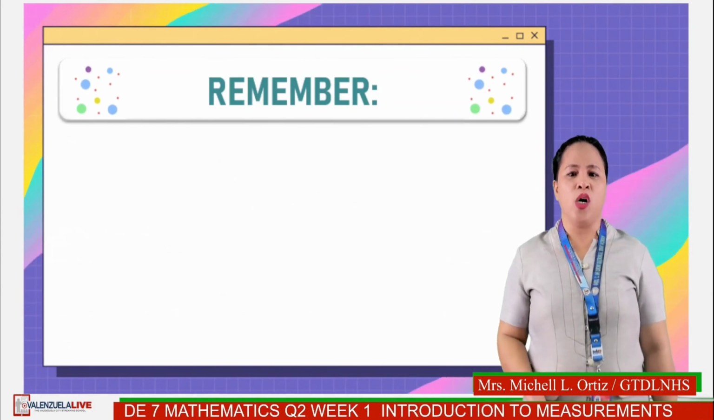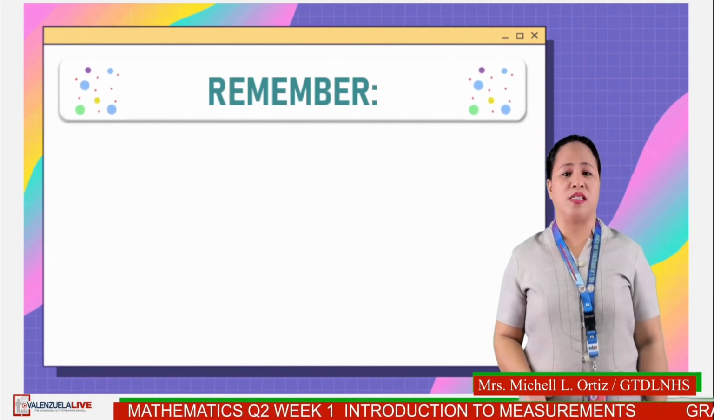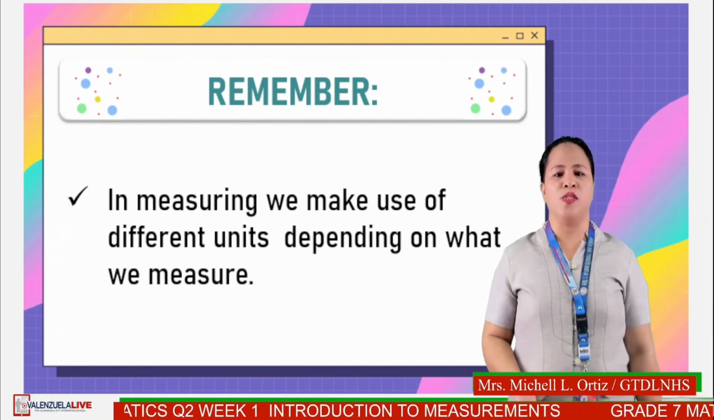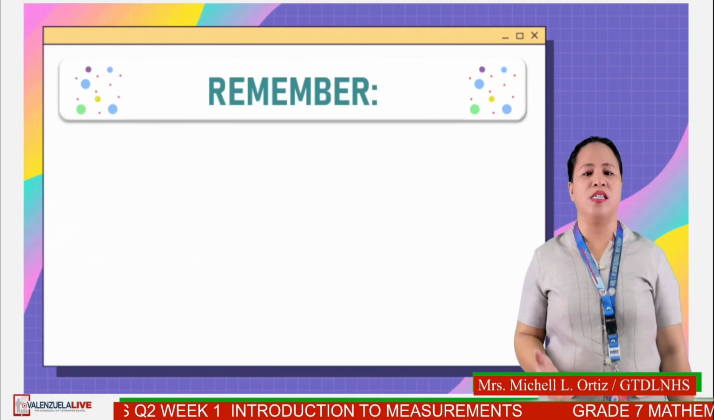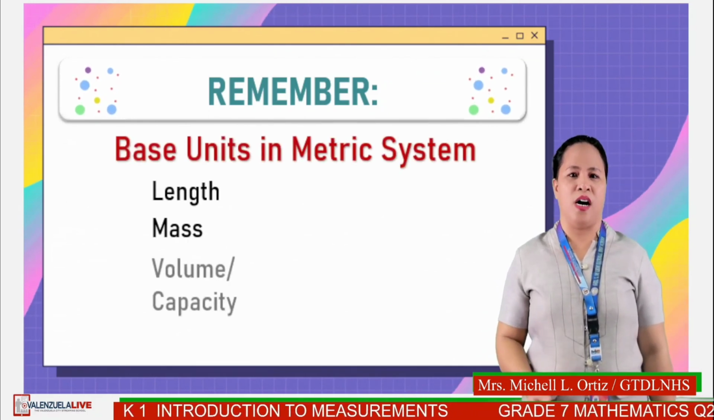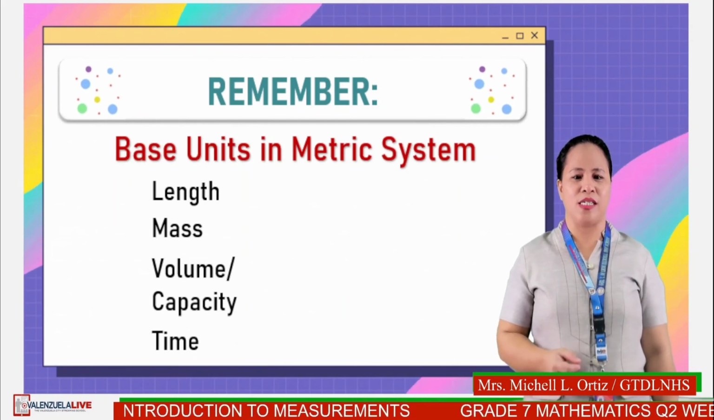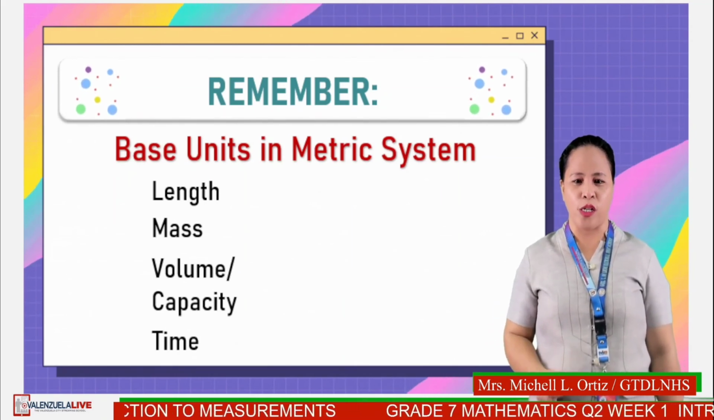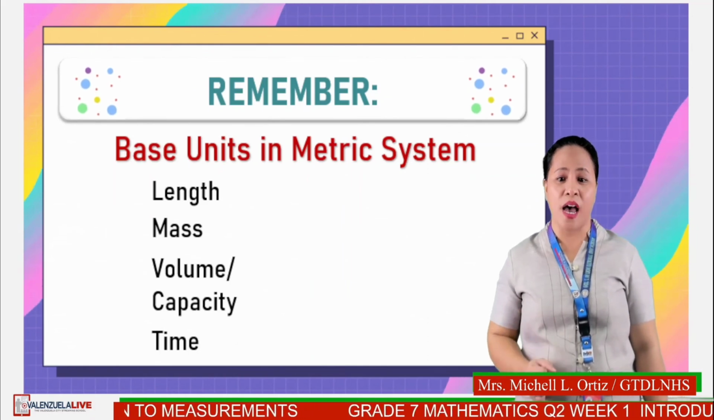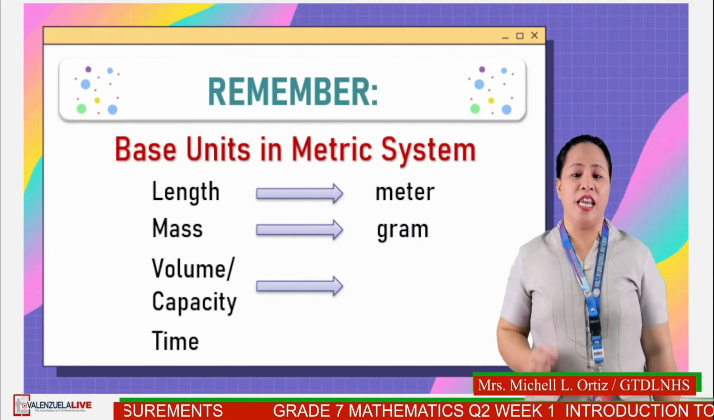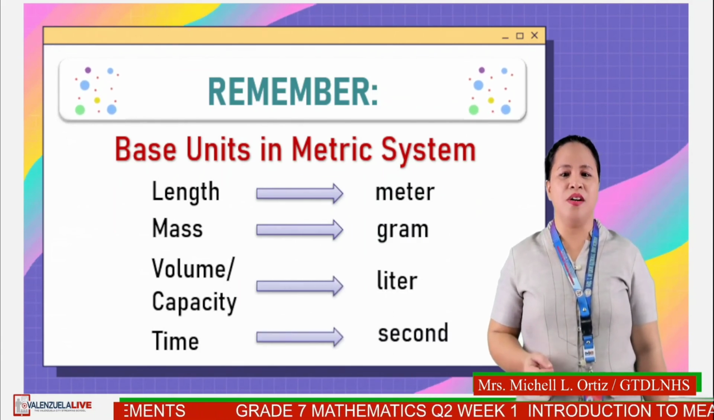In measuring, we make use of different units depending on what we measure. We make use of small units if we are measuring small objects, large units if we're measuring big objects. In the metric system, the base units for length, mass, volume or capacity, and time are meter, gram, liter, and second, respectively.